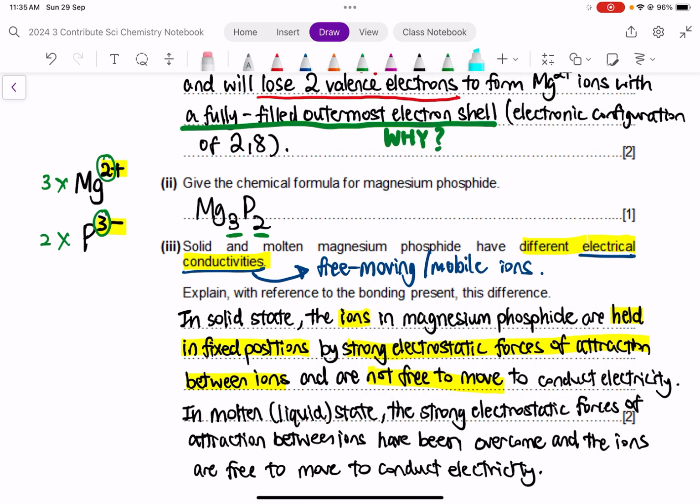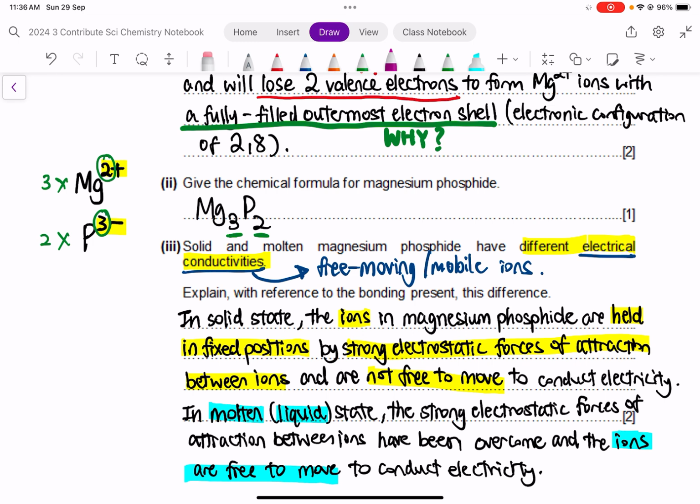On the other hand, the moment you have melted it, molten means melted, liquid, the strong electrostatic forces of attraction between ions have been overcome, and therefore the ions in the molten state are free to move to conduct electricity. So it's all about whether the ions are free to move or not.